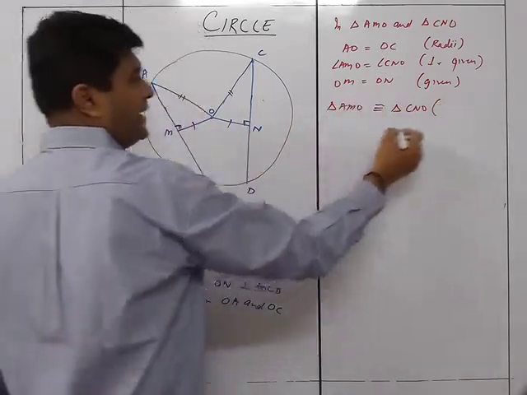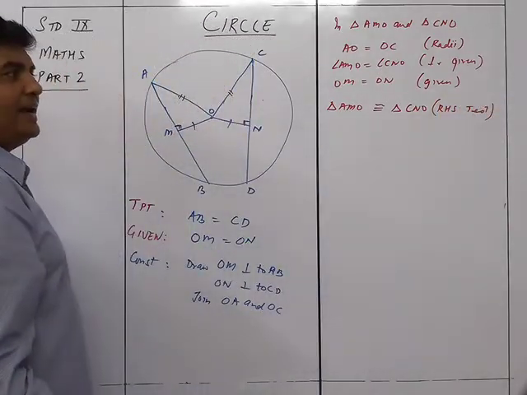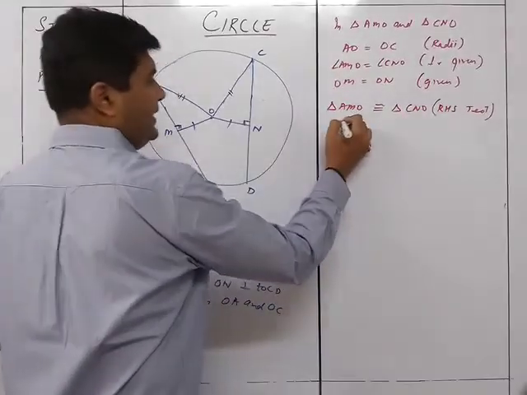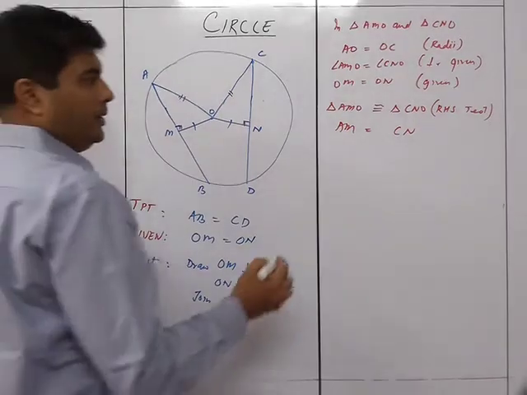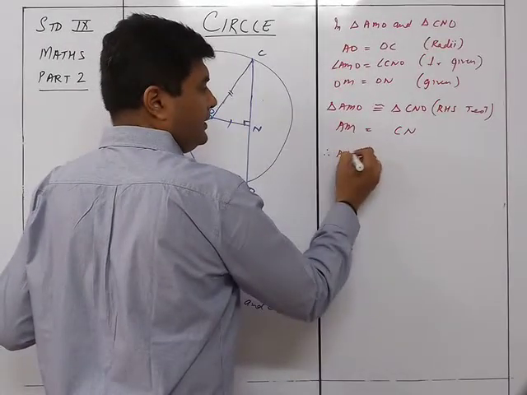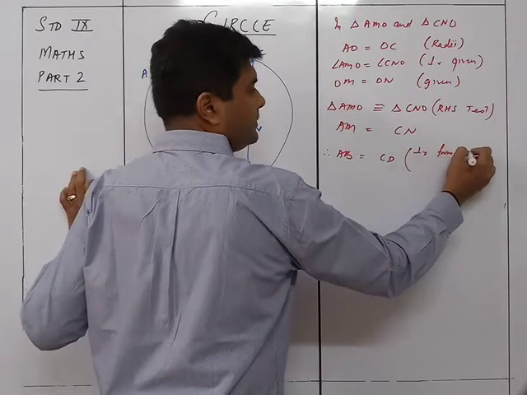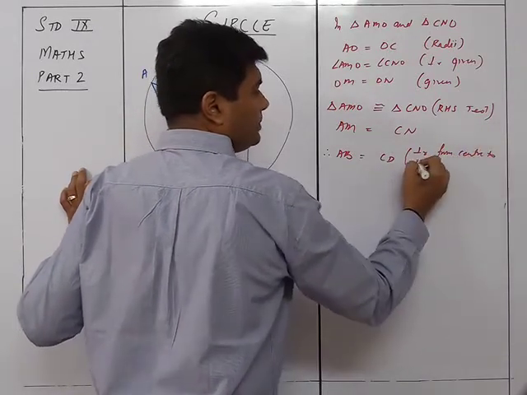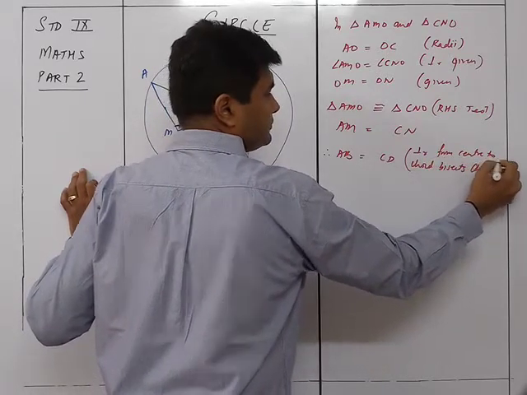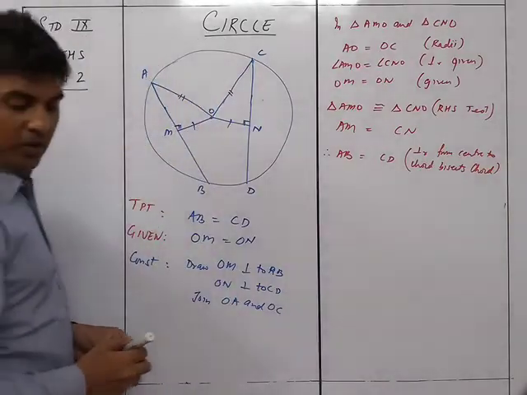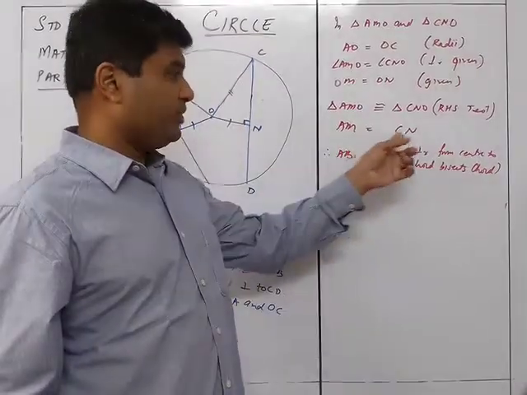What will it be? RHS test. Once you know it is the RHS test, then you know that AM is equal to CN. Therefore, AB is equal to CD because a perpendicular from the center to a chord bisects the chord. Okay. So this is how you are going to say that AM is equal to CN.